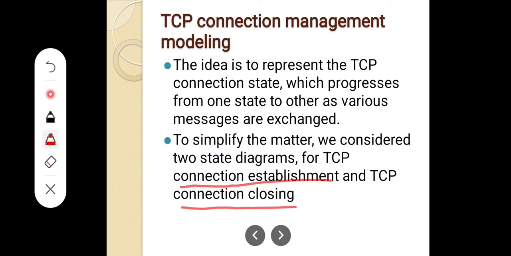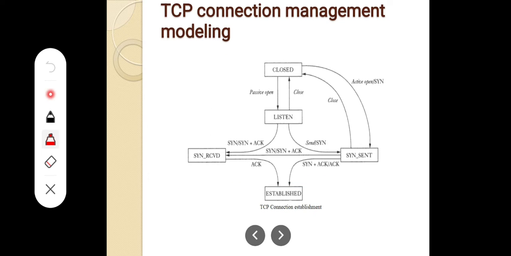First we can explain the connection establishment in detail. This is the state diagram for the connection establishment. Initially the client and the server will be in the closed state. In this closed state no operation is being performed.